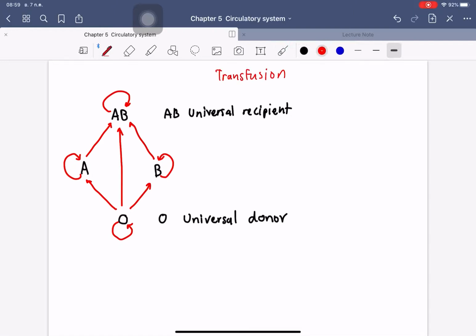Okay, you can transfuse O to AB, and you can transfuse O to A and O to B, and even A to AB and B to AB. So AB we can call the universal recipient. They can receive any kind of blood type, and O is the one that can give to any other blood type. We call O the universal donor. Okay, ผู้ให้สากลและผู้รับสากล.